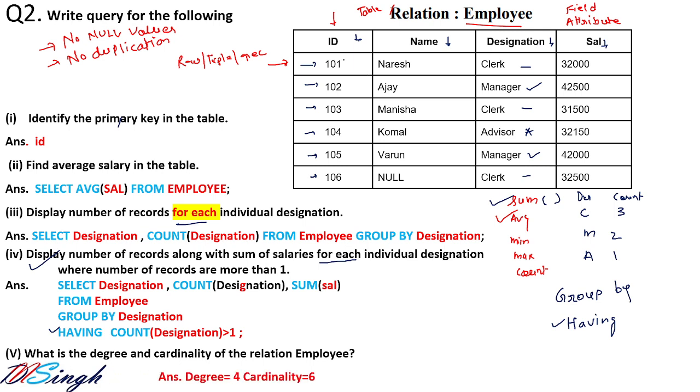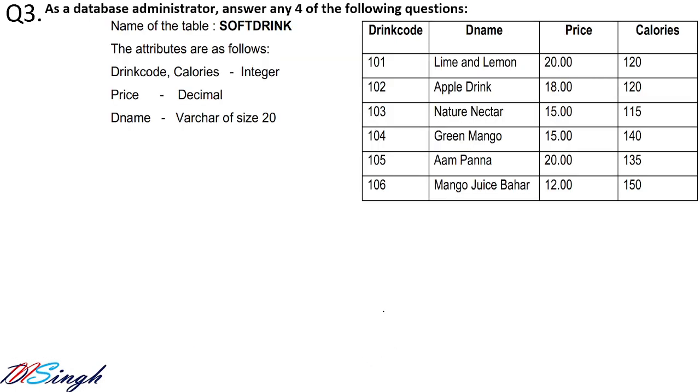Let us see the answer. Degree is 4 and cardinality is 6. Fine. Moving to the next question. As a database administrator, any 4 of the following queries you have to answer. The table is given. The name of the table is soft drink, which has column names drink code, drink name, price, calories. There you have drink code, which is the primary key. By seeing the table, you can identify there is no duplication and no null values in that particular column.